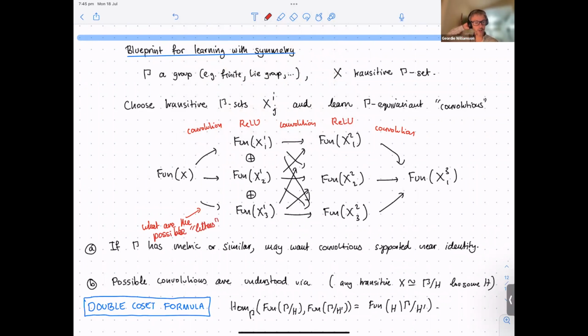Or what are the possible convolutions? There's a very important formula in representation theory called the double coset formula, which gives you an answer in terms of group theory for what these convolutions are. Okay, so maybe I'll just see if there are more questions.